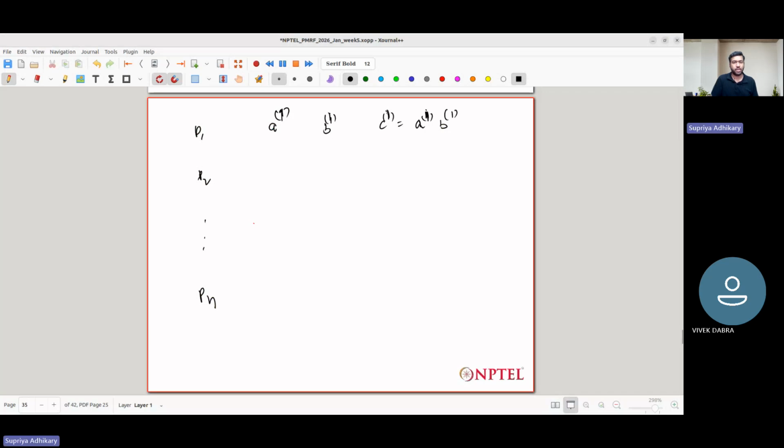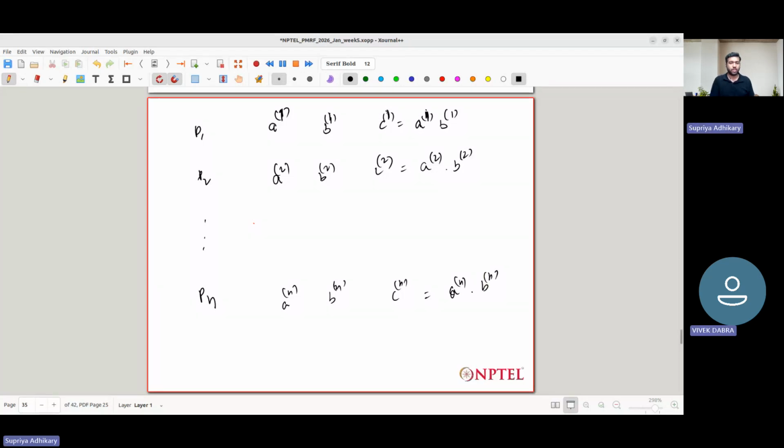Similarly, P2 generates A2, B2, and C2, where C2 is nothing but the multiplication of A2 and B2. And similarly, Pn generates An, Bn, and Cn. So these A_i, B_i, C_i are not shares, these are rather random values that are generated.